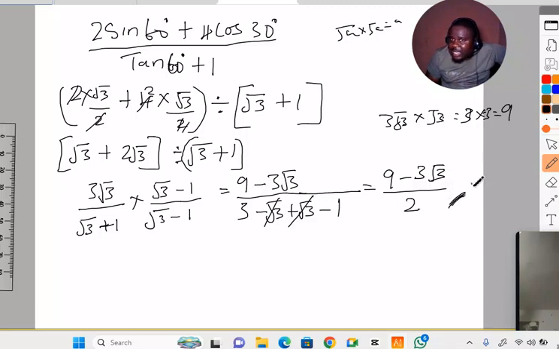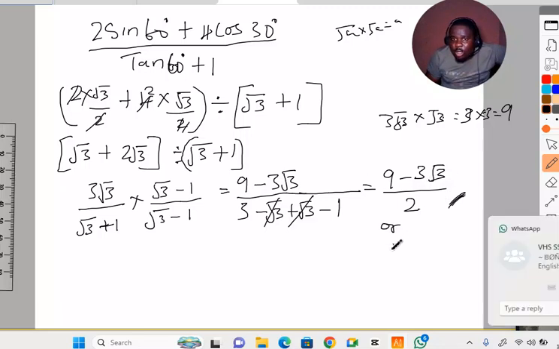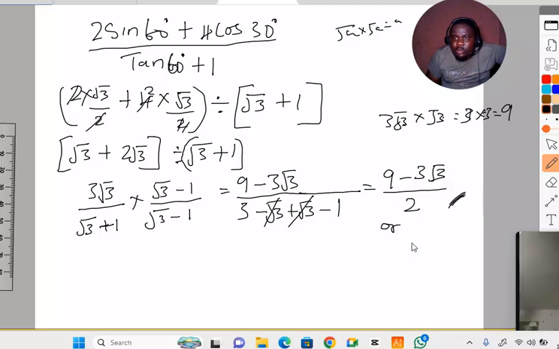We can decide to leave our answer this way, or we can decide to break it down. If you look at these two, what do they have in common? They have 3 in common. So if 3 should come out, we are going to have 3 over 2 in brackets. What remains in the bracket here will be 3 minus root 3. So either we leave our answer this way, or we leave our answer this way. So this should be your answer.